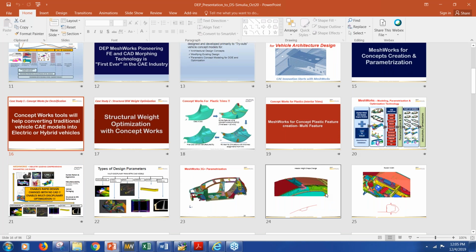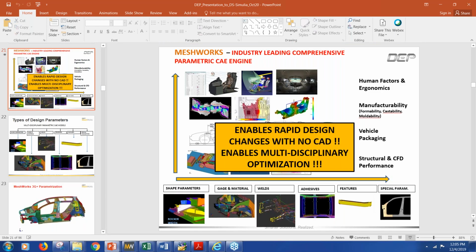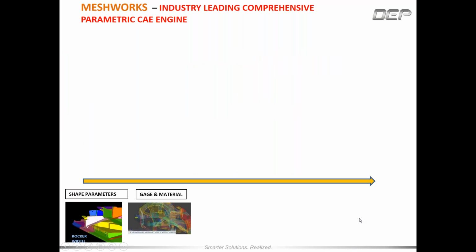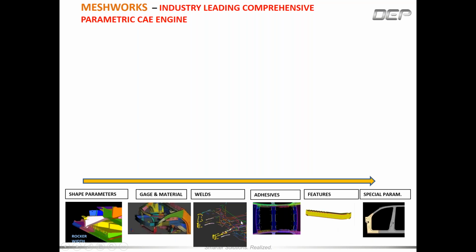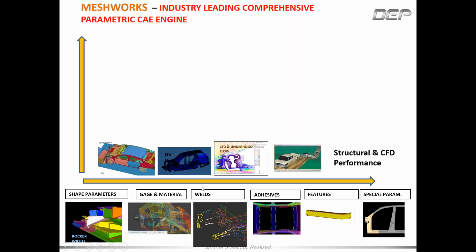And when it comes to it, the model itself is parametric. So what are the kinds of parameters one can have? There is a wide range of parameters, starting all the way from gauge, shape, welding, adhesives, etc., and that applied across a wide variety of models. So if you are on the CAE side, it gets applied to structural models as well as CFD models.